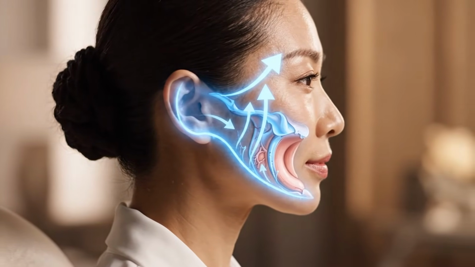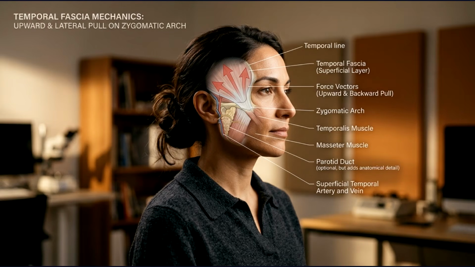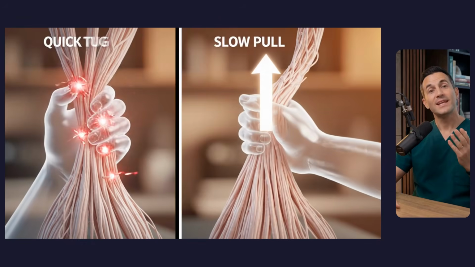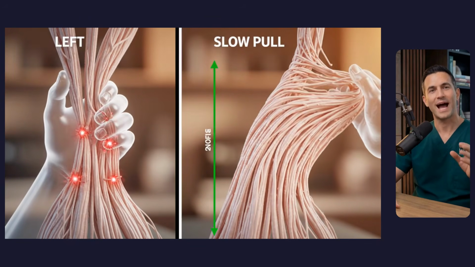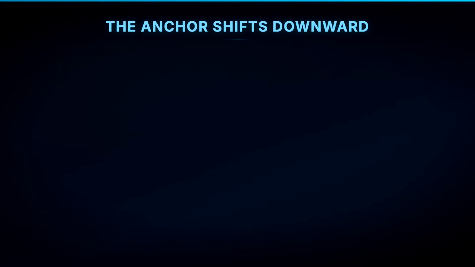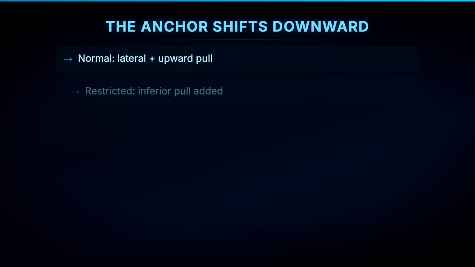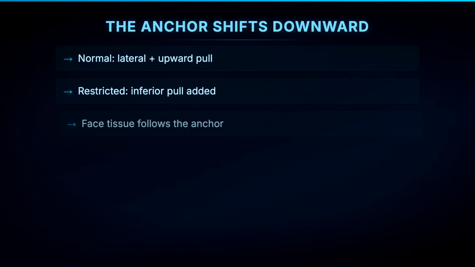The temporal fascia provides, and this is worth being specific about, lateral support to the zygomatic arch. The direction of pull is lateral and slightly upward under normal conditions, holding the lateral frame of the face in position. When the temporal fascia is under inferior tension from the chain below it, that normal lateral and upward support gets partially replaced by an inferior component. The anchor is being pulled downward instead of maintained neutrally. The face tissue attached to that anchor follows.